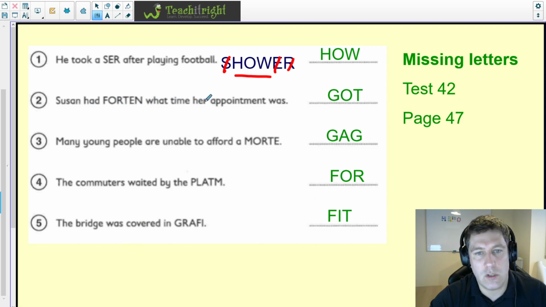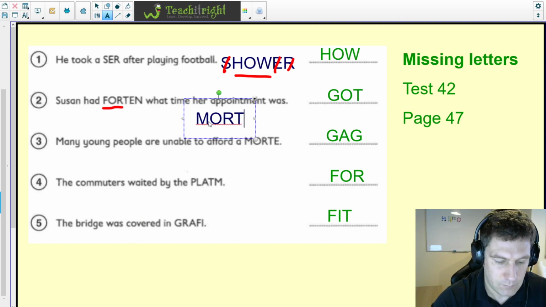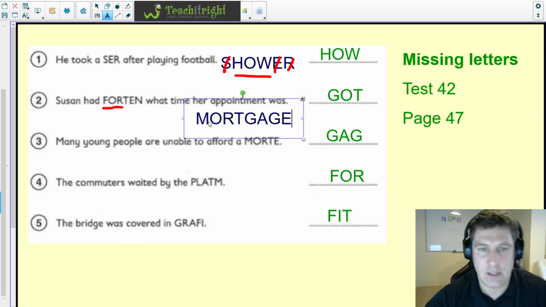Susan had something what time her appointment was. So does the word 'for' give you a clue? Susan had for what time her appointment was. For, then we've got 10, for 10, forgotten, forgotten. So 'got' was what we need there. Many young people are unable to afford a mortgage. Again, this is really important. It's all about spellings. So M-O-R-T-G-A-G-E is how you spell mortgage.